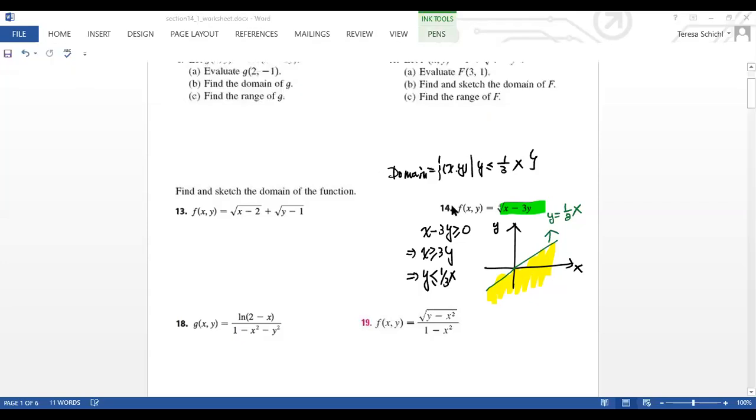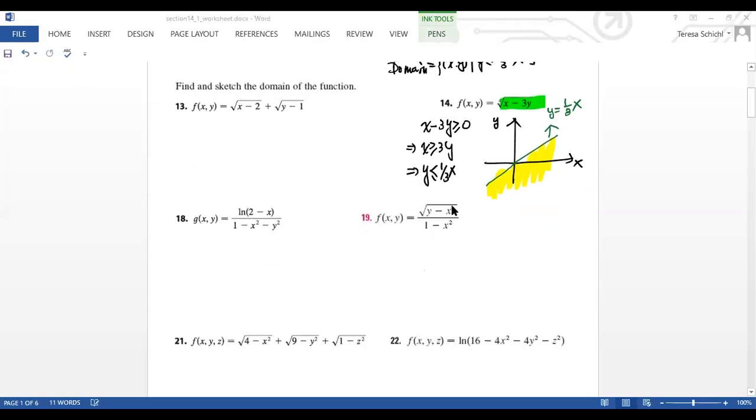Then let's take a look at number 19 here. For number 19, this is y minus x squared. The first thing we said is, if we have a denominator, the denominator cannot be equal to 0, right? So we need to exclude where it is equal to 0. So x squared equals 1, so x equals 1 or x equals -1 here, correct?